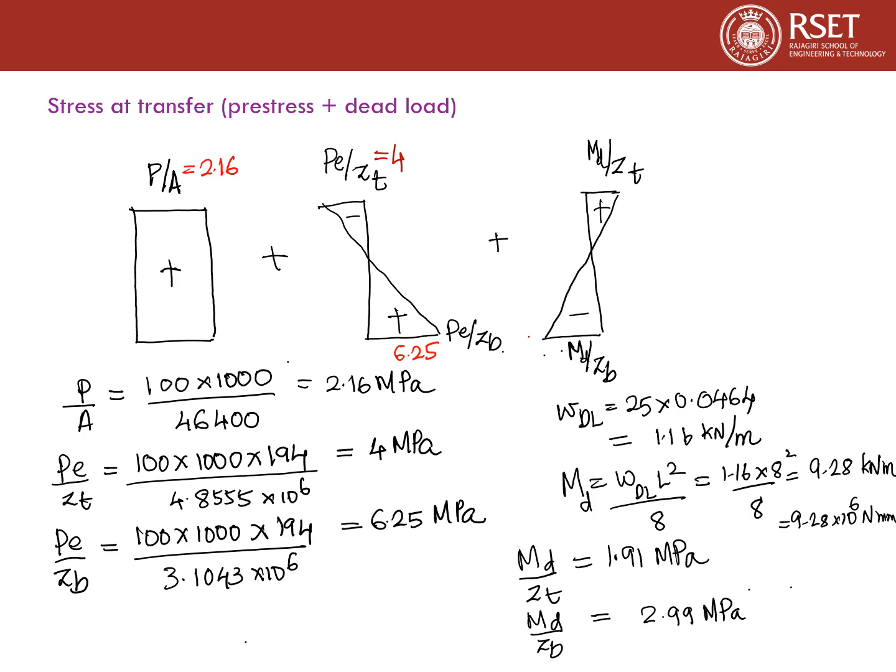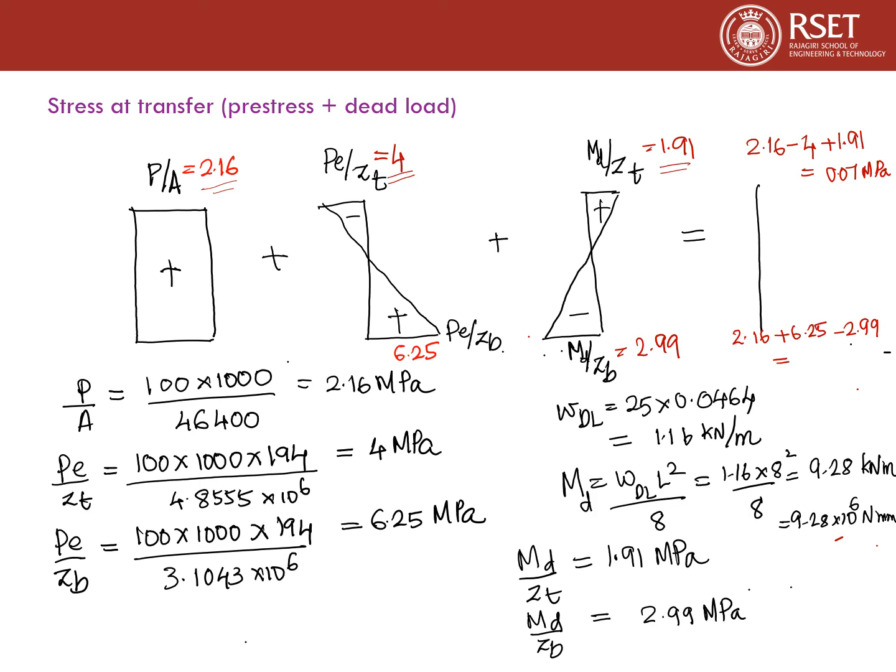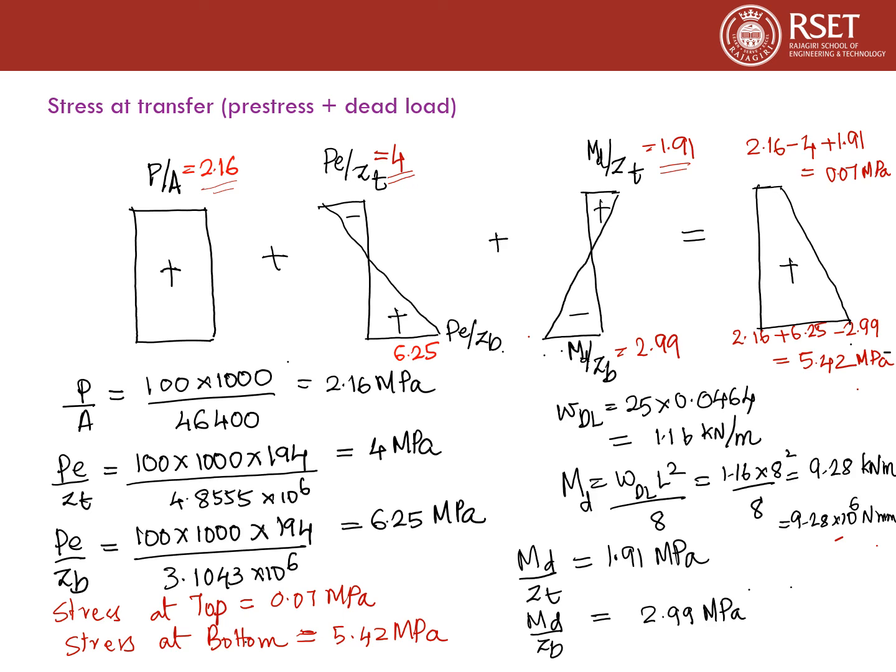Now calculating the values, the top bending stress will be 1.91 and the bottom bending stress will be 2.99. So the net stress at the top will be 2.16 minus 4 plus 1.91, that comes to 0.07 MPa, and the net bottom stress will be 2.16 plus 6.25 minus 2.99, that comes to 5.42 MPa. So the final stress diagram will look like this, with stress at top equal to 0.07 MPa and stress at bottom equal to 5.42 MPa.